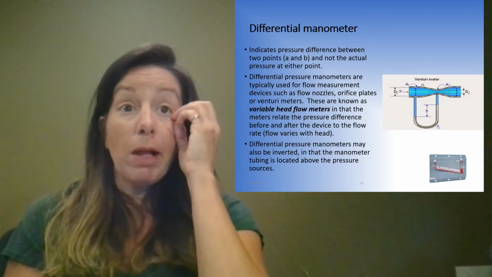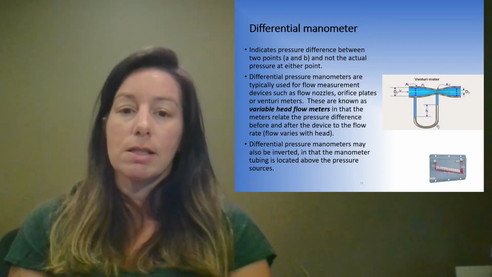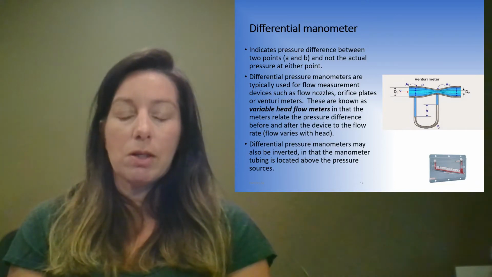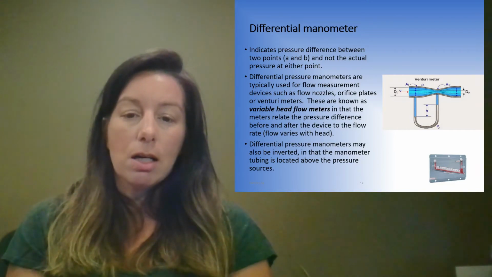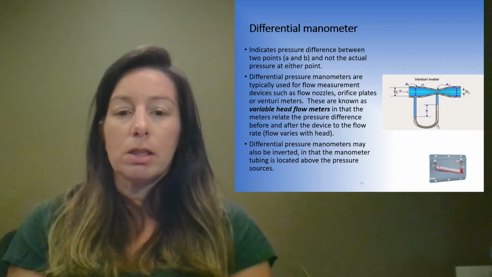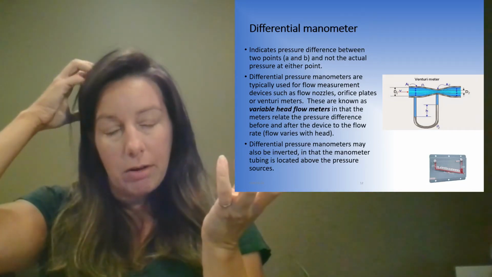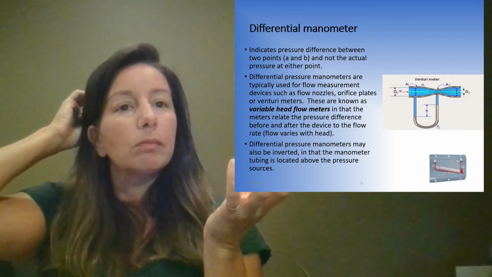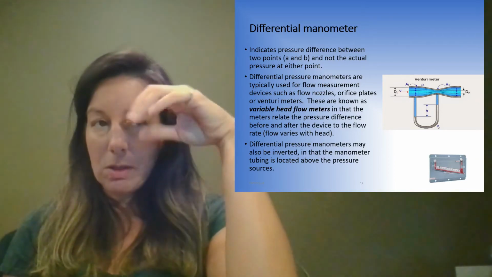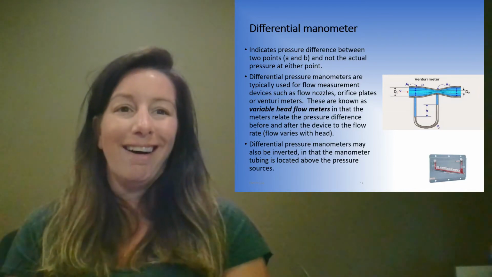They're known as variable head flow meters, in that the meters relate the pressure difference before and after the device to the flow rate. So flow is another thing. Lots of times we use this to try to figure out flow rates. Differential pressure manometers may be inverted so that the manometer tubing is located above the pressure sources. So in this particular diagram, the differential manometer is on the bottom of that flow. You can flip it up so that it's on the top there. It just depends, obviously it's about ease of reading. Okay.